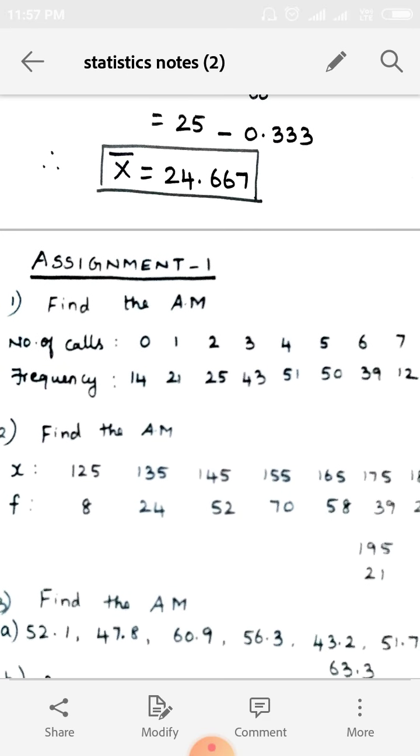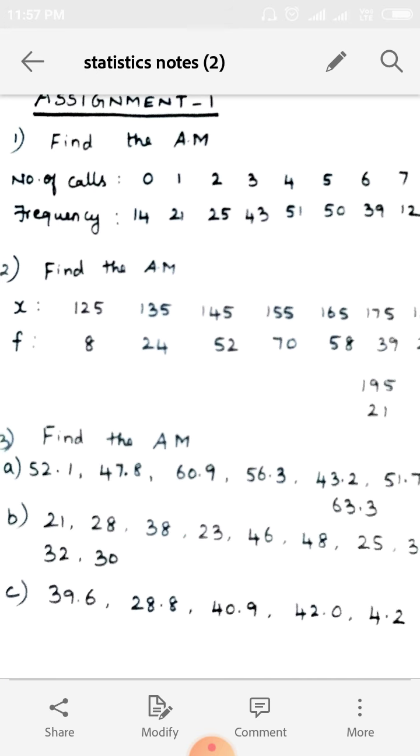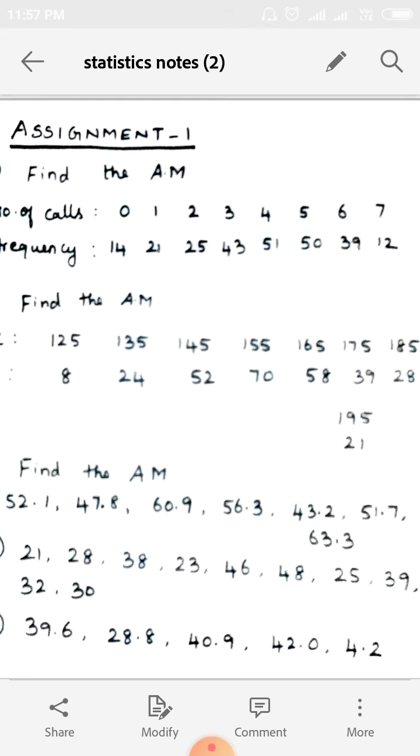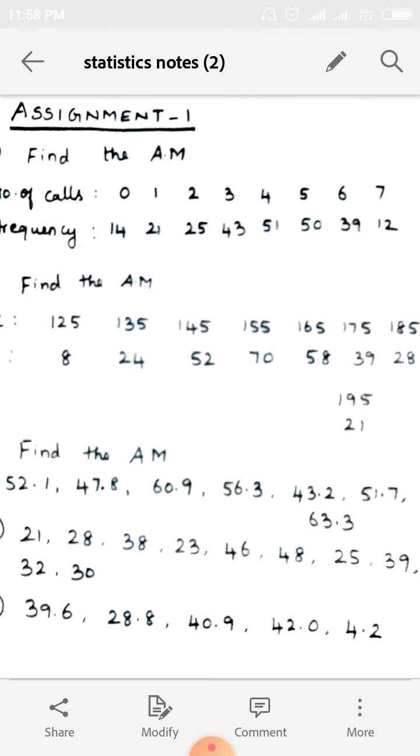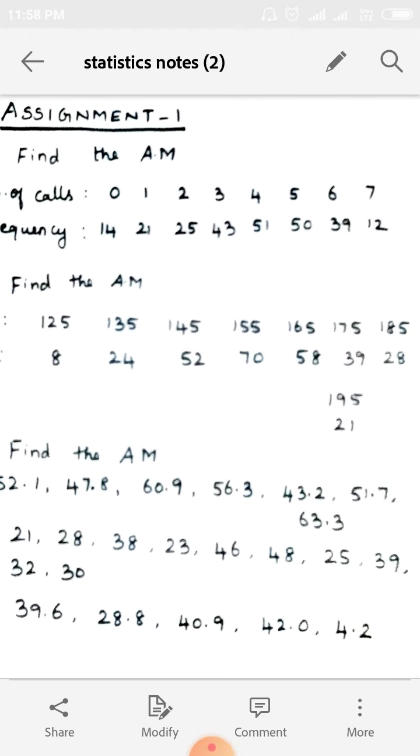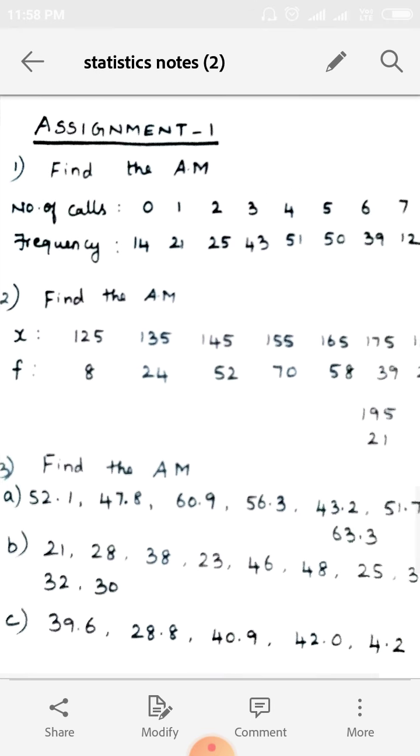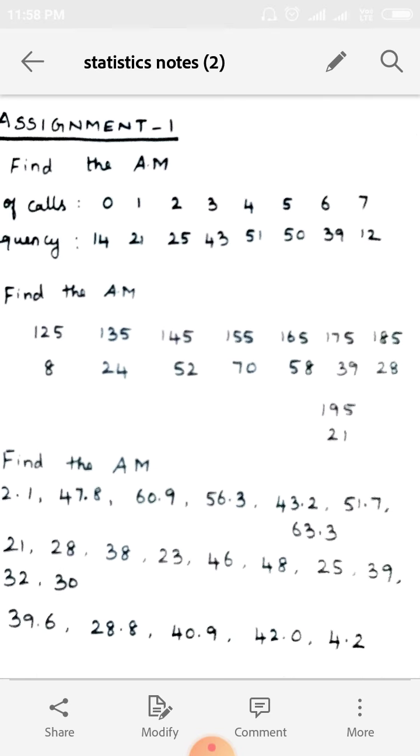So X values and frequencies are given. You have to find the arithmetic mean by using the formula. What's the formula? This is a discrete type, so you have to apply the second formula, summation Fx by capital N. The second sum is also the same type, a discrete type. See the values: 125, 135, 145, 155, 165, 175, 185, 195, and then frequency values are 8, 24, 52, 70, 58, 39, 28, 21. So this is the arithmetic mean for the discrete type.